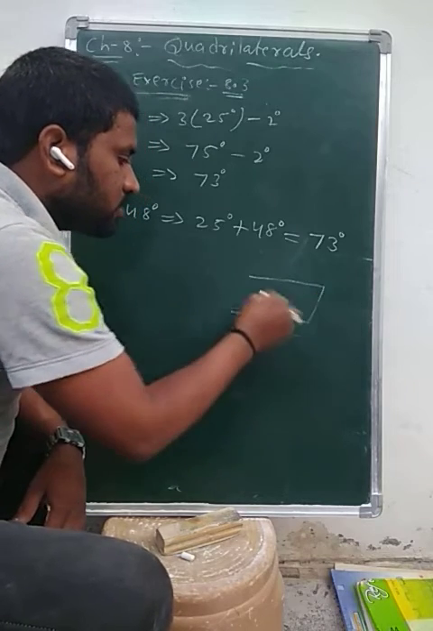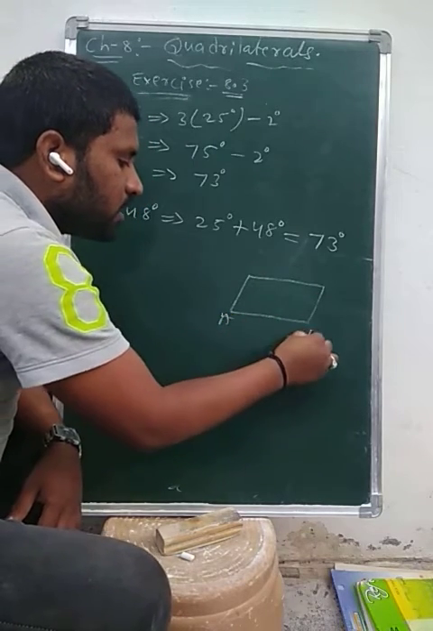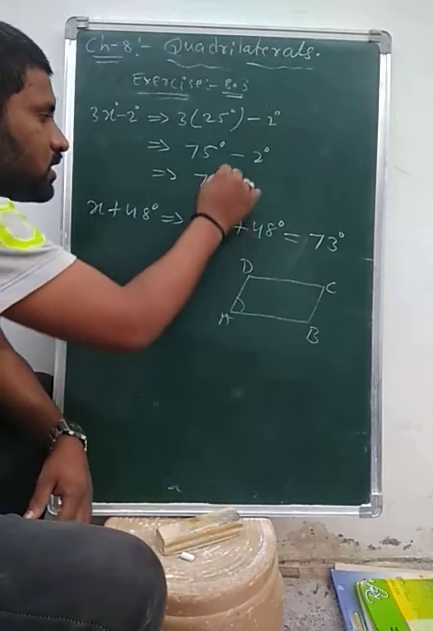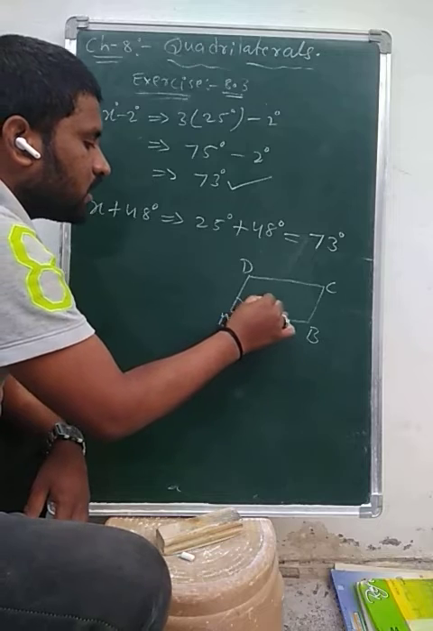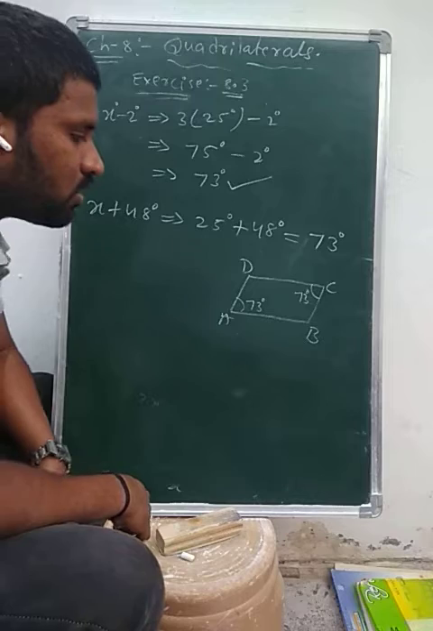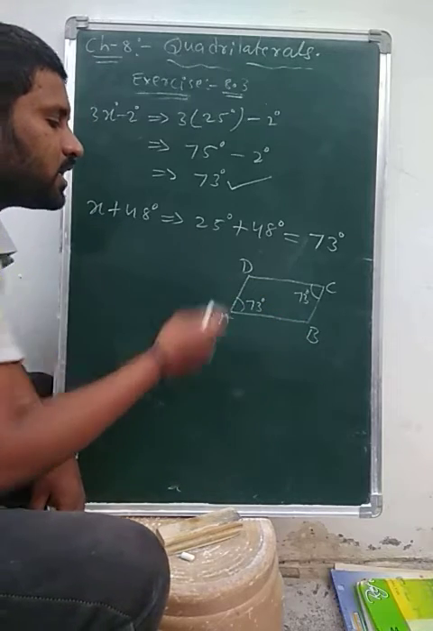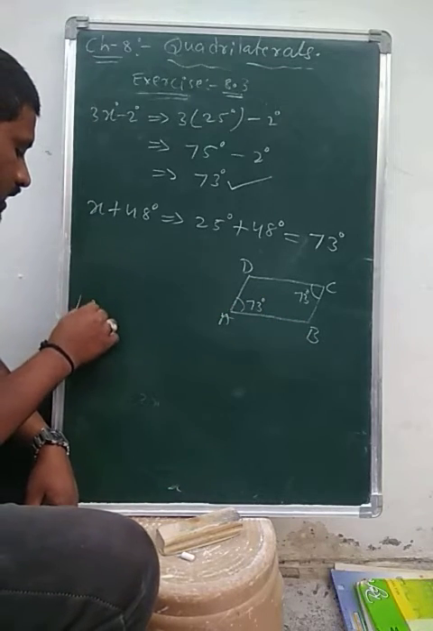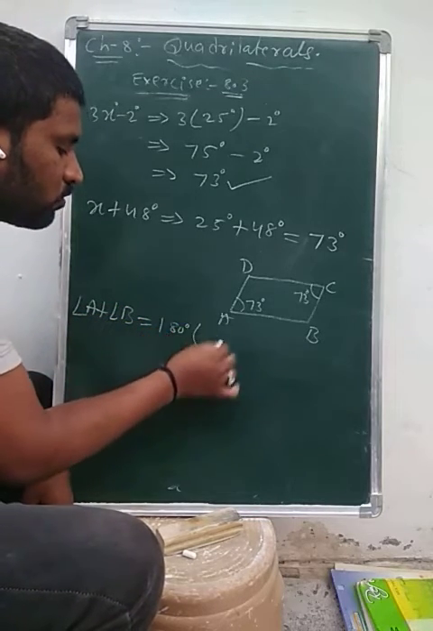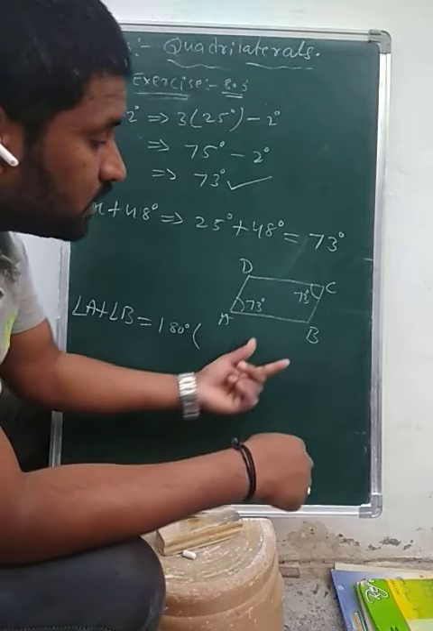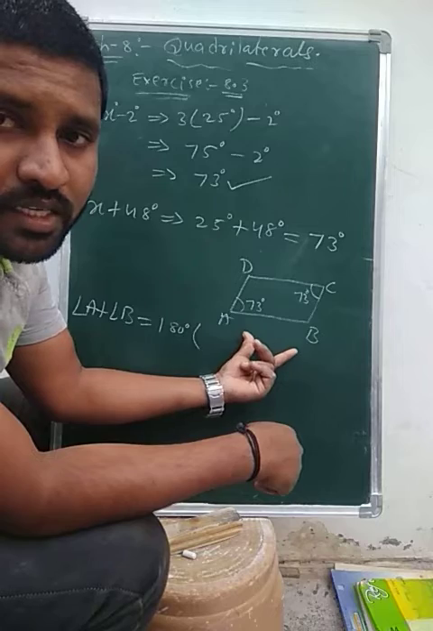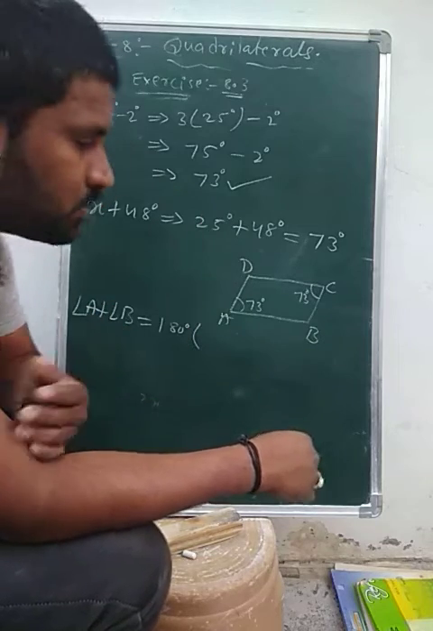Okay, this is a parallelogram ABCD. I am taking angle A equals 73 degrees. Then its opposite angle C equals what? 73 degrees. Now I want angle B and angle D. We know that angle A plus angle B equals 180 degrees. Why? What is the reason? The consecutive angles in a parallelogram, the sum of two consecutive angles is equal to 180 degrees, supplementary.